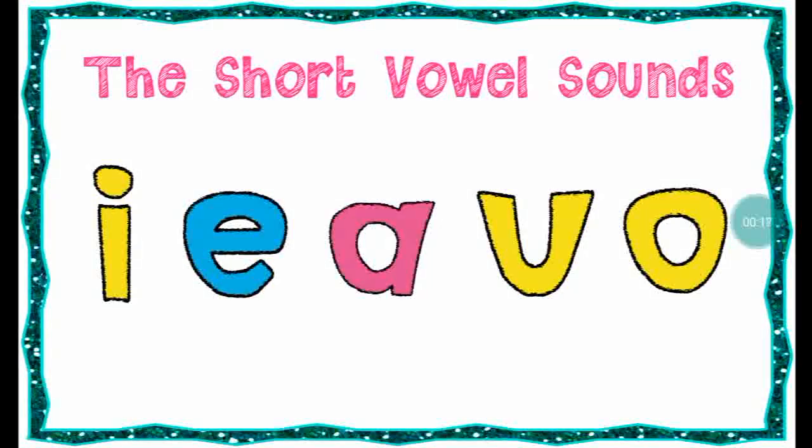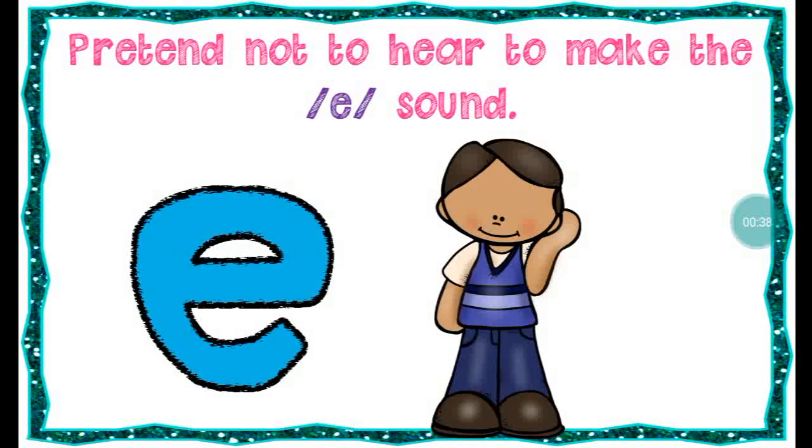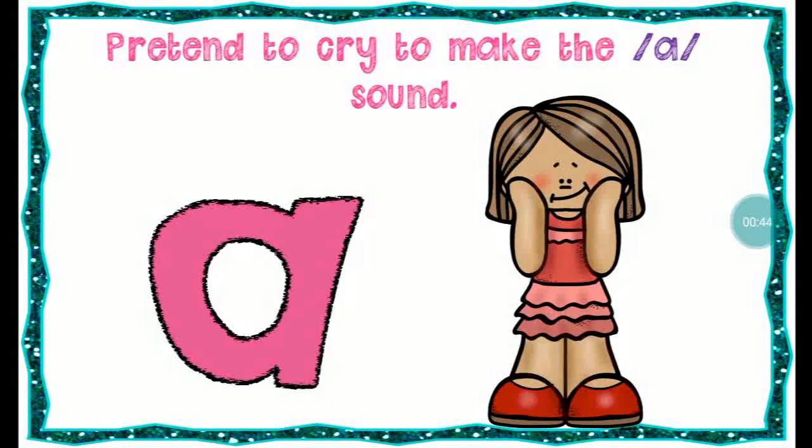The short vowel sounds are five, and they are A, E, I, O, U. Place your fingers below your lips to make the E sound. E. Good. Now pretend to not hear to make the E sound. E. Good. Pretend to cry as you make the A sound.